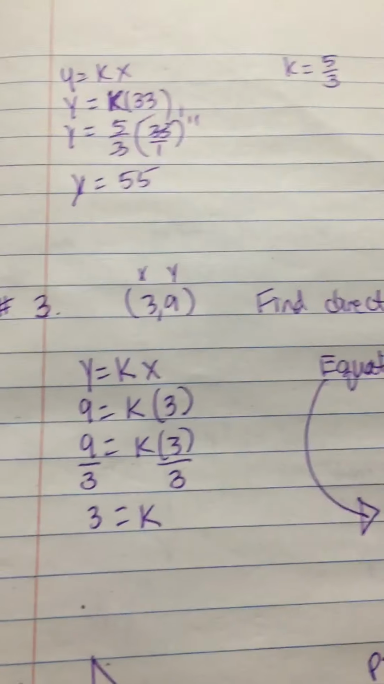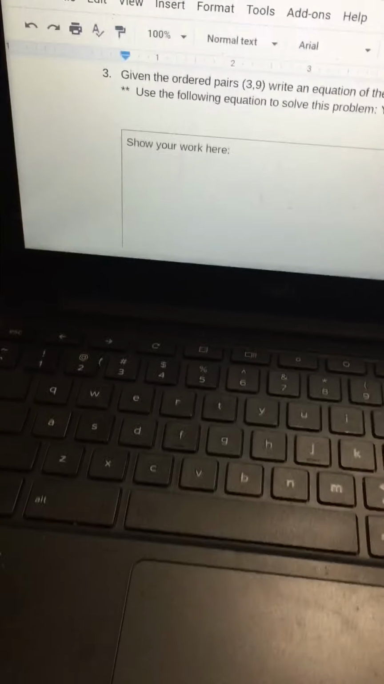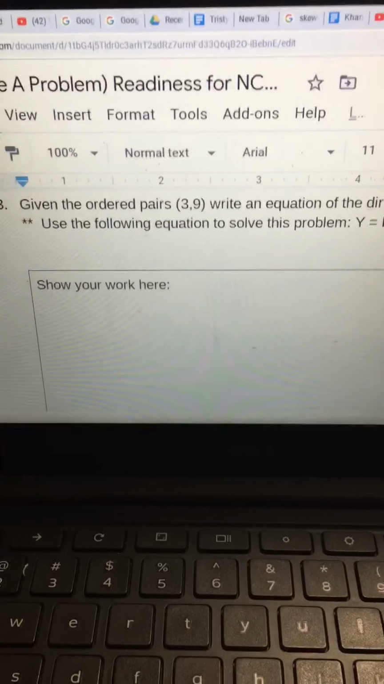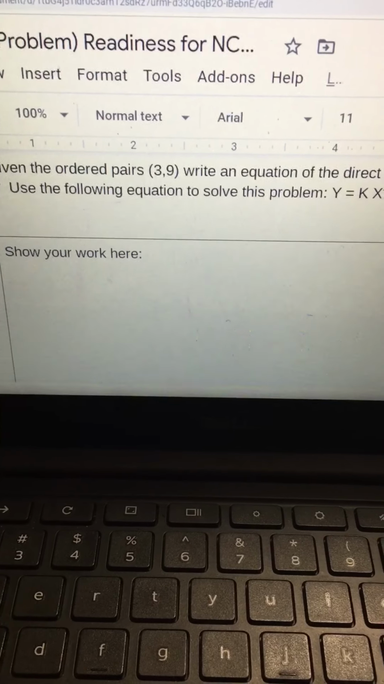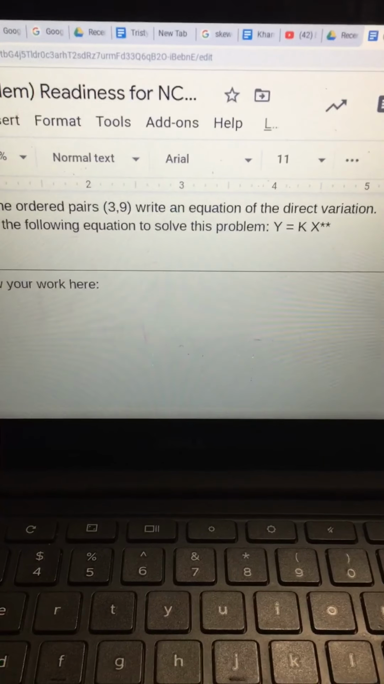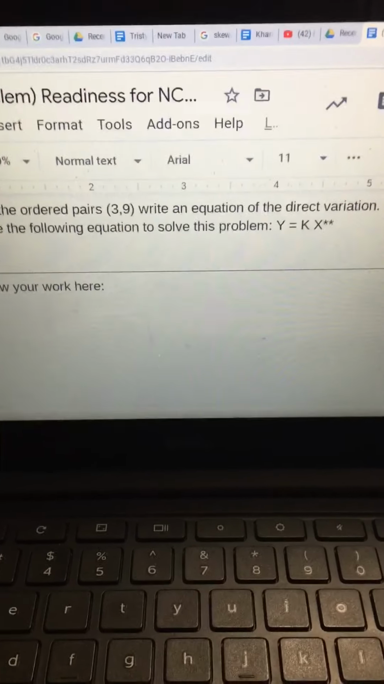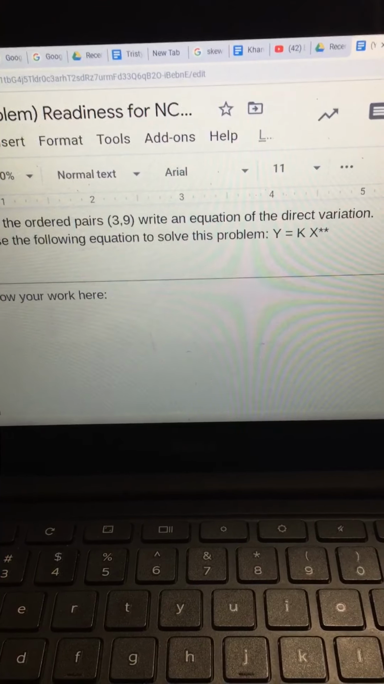Like I mentioned before, question number 3 is also a direct variation problem. And let me scroll up so you can see it. And it is, given the ordered pair 3, 9, write an equation of the direct variation. Write an equation of the direct variation. So I gave you the equation for direct variation again.